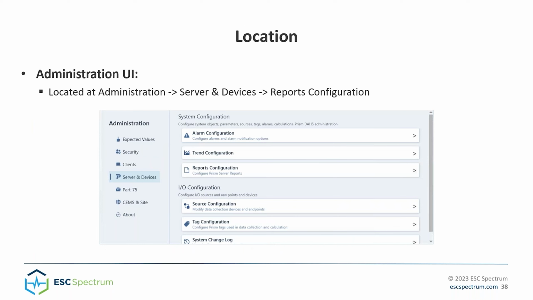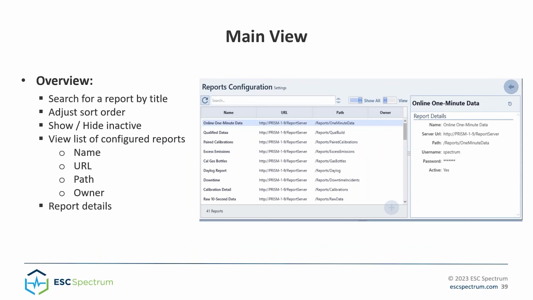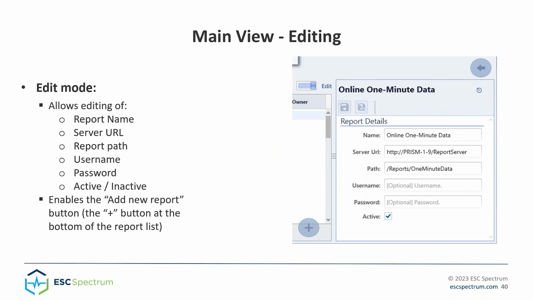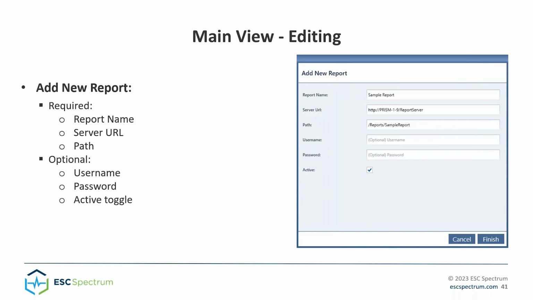Yeah, that's administration server and devices. This is basically mirroring the SSR reports table. We have the name, the URL, the path, and this is set up in the same format as all of our other administration pages. There is a list on the left and then a details area on the right. Yeah, and I believe this is the edit mode of the details for our online 1-minute data. Yeah, again, same fields.